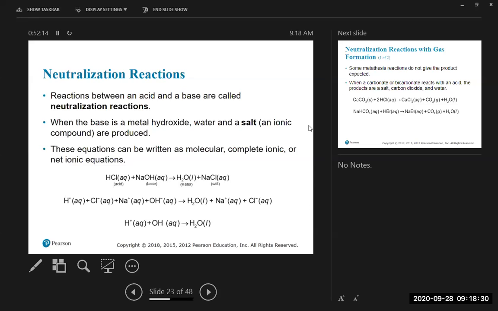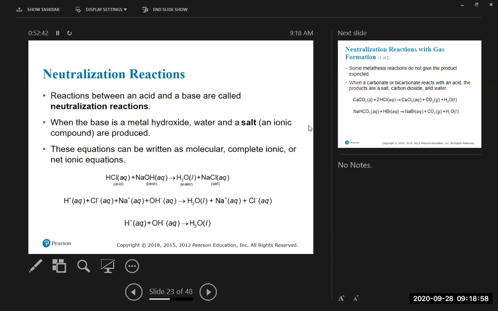So if we take an acid and a base and react them together, that's called a neutralization reaction. And when you do that, if the base is a metal hydroxide, so if it's like sodium hydroxide, potassium hydroxide, something like that, you get water and a salt is usually what's formed.